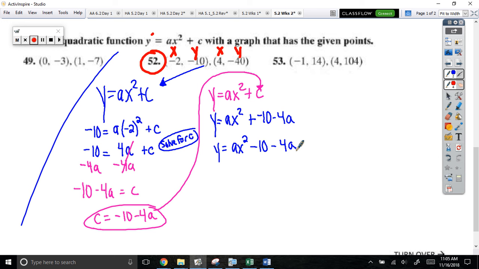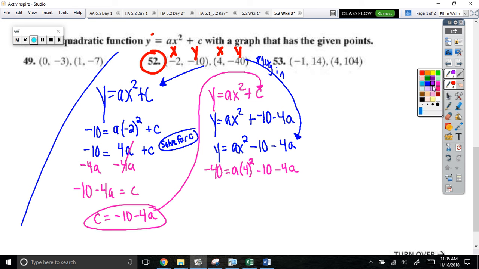Now we're going to plug in our second point. y is negative 40. x is 4. So you're going to plug that in here. And you're also going to plug that in. Oh no, that's my a value. I'm sorry. Let's stay safe. Only in for x. And we just need to simplify and solve for a.